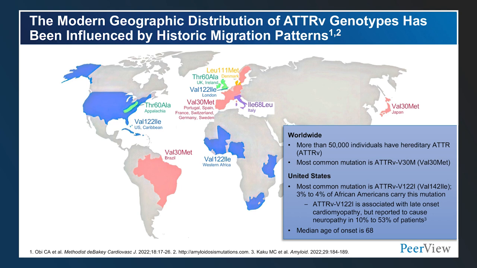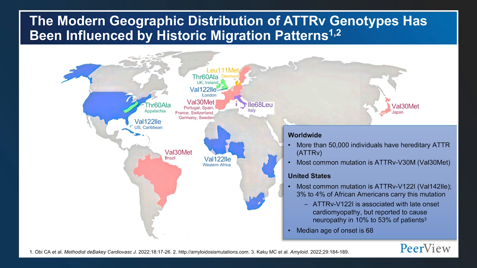So taking a step back and thinking about amyloid worldwide, there are more than 50,000 individuals that have hereditary transthyretin amyloidosis. This is actually probably an underrepresentation of what actually exists. The most common mutation worldwide is the V30M or Val30Met mutation. This is predominantly a Portuguese mutation. There are pockets in many other areas around the world, including in Brazil, Japan, and many areas in and around Europe.